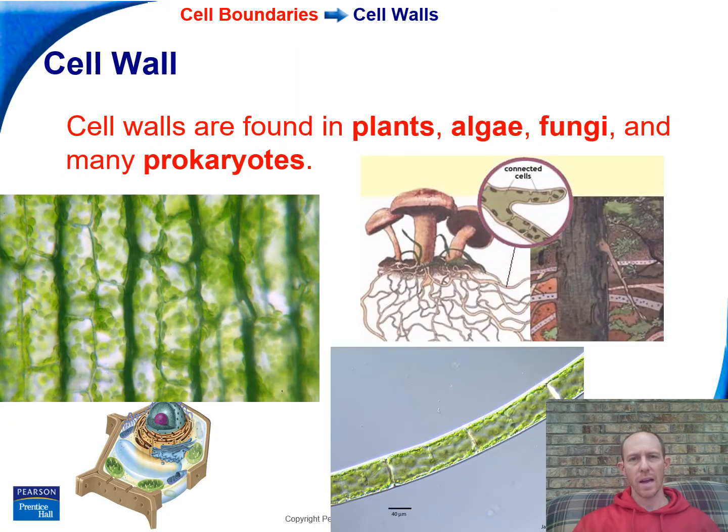All right, so who has cell walls? Well, we know plants have cell walls, but algae do too. A lot of fungi, so mushrooms and their relatives. And then a lot of prokaryotes, which are bacteria, have cell walls also. So a lot of creatures have cell walls. You definitely don't see animals on that list, though.